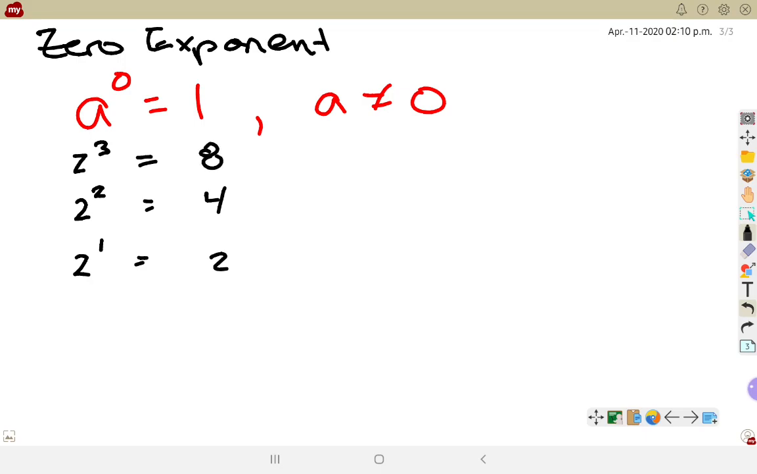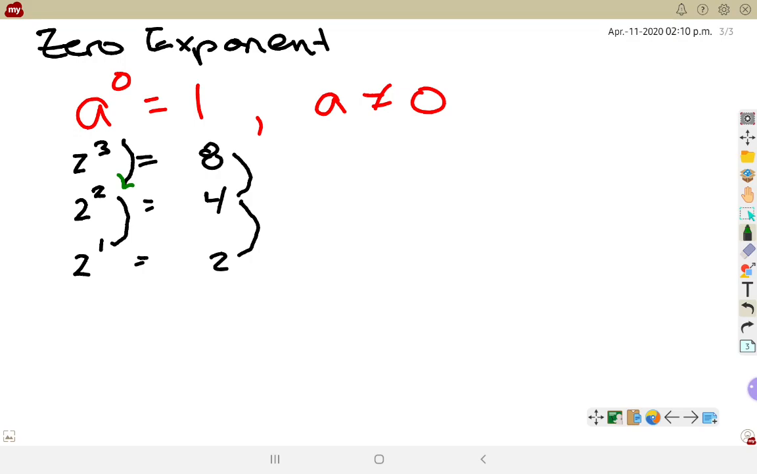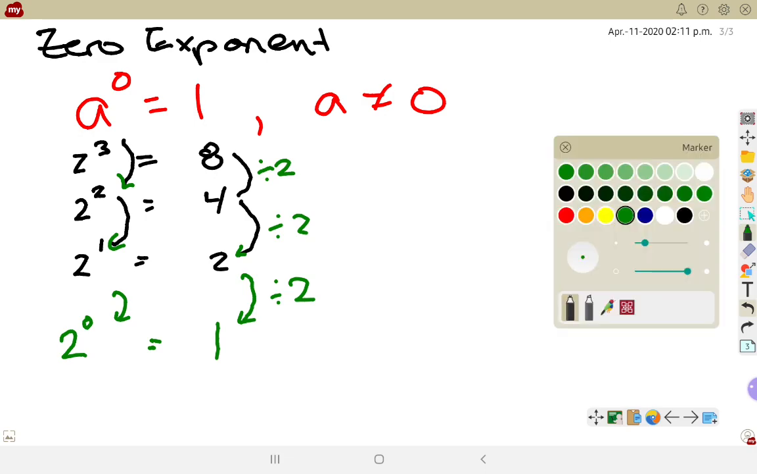And so as I go up, as I increase the exponent by 1, I multiply by 2. But if I was to go down this list instead of up it, so if I decrease my exponent by 1, I divide by 2. So when we decrease our exponent by 1 again, and we get 2 exponent 0, I have to divide again by 2. I keep the same pattern. And 2 divided by 2 is 1. Now this is going to work for any number you can think of, so if you want to pick a different one, go ahead. We also have our other exponent laws that can help us argue this one too.